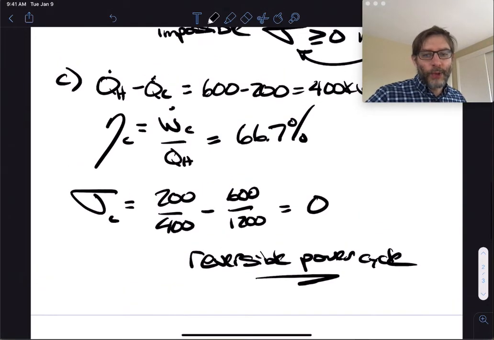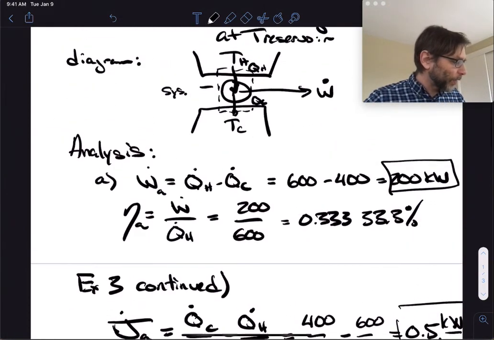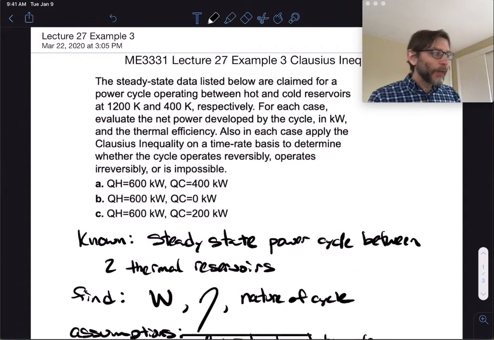Okay, so now we could have done this using the other analysis that we did with the Kelvin-Planck statement, but we don't have to do that. Now we have this sort of tool, this Clausius inequality, that we can use to evaluate whether these cycles are possible, right? So hopefully you understand that and you can get through it.